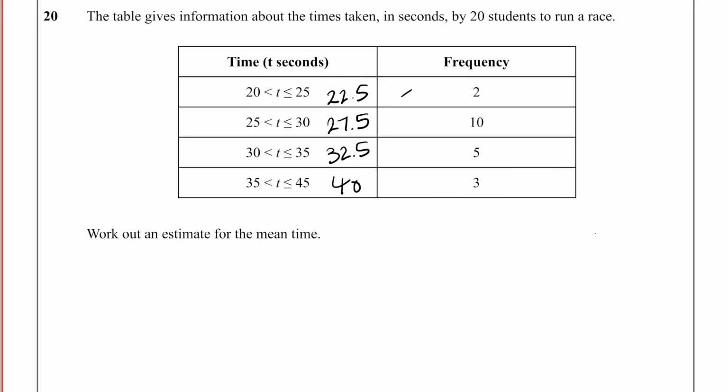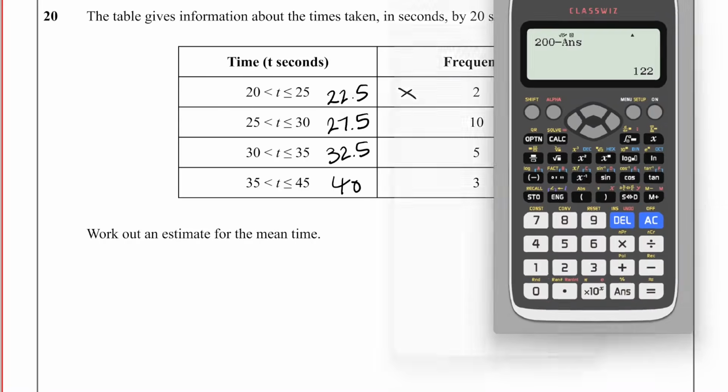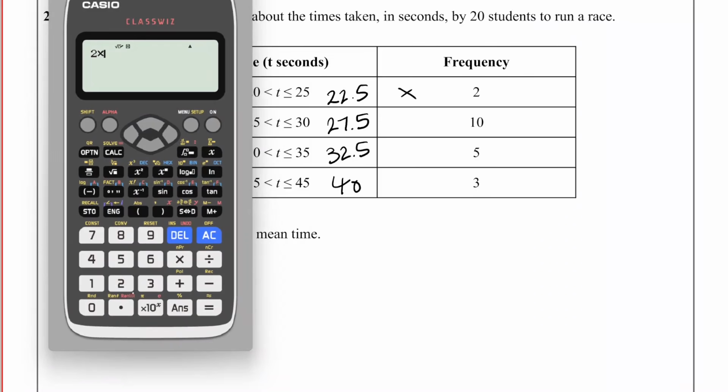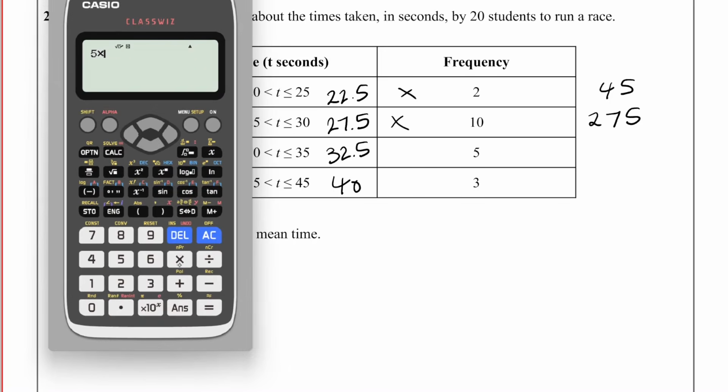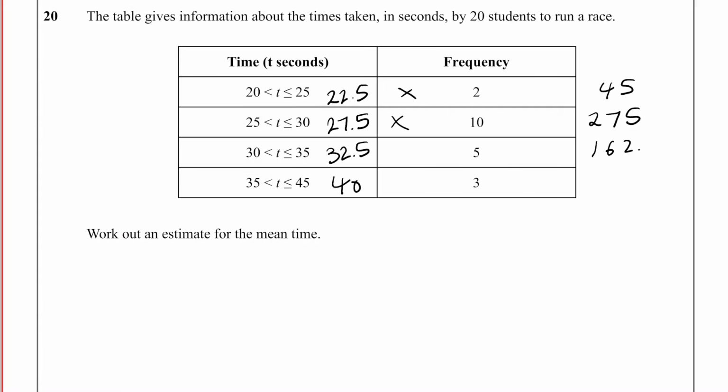So we've got 2 lots of 22 and a half. So we'll use the calculator. 2 times 22.5 makes 45. We've got 10 lots of 27.5, so 275. We've got 5 lots of 32.5, 162.5, and 3 40s, which is 120.